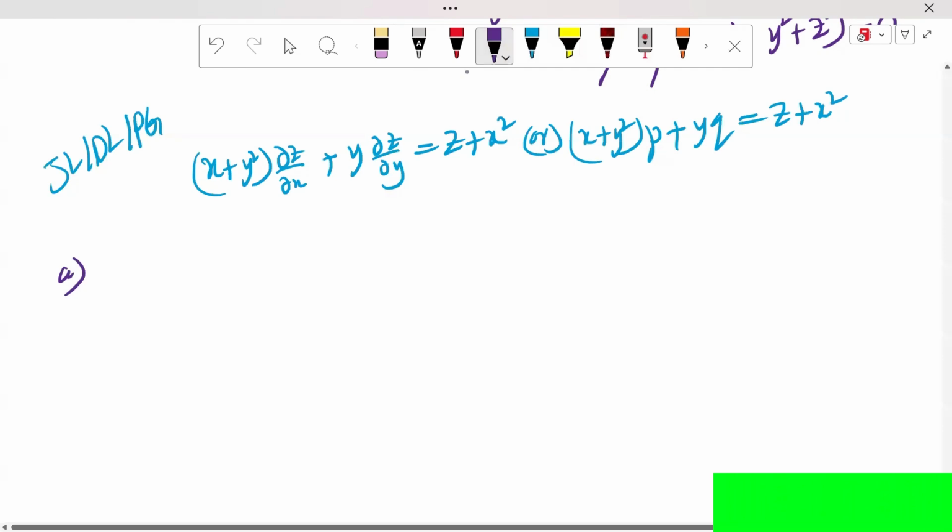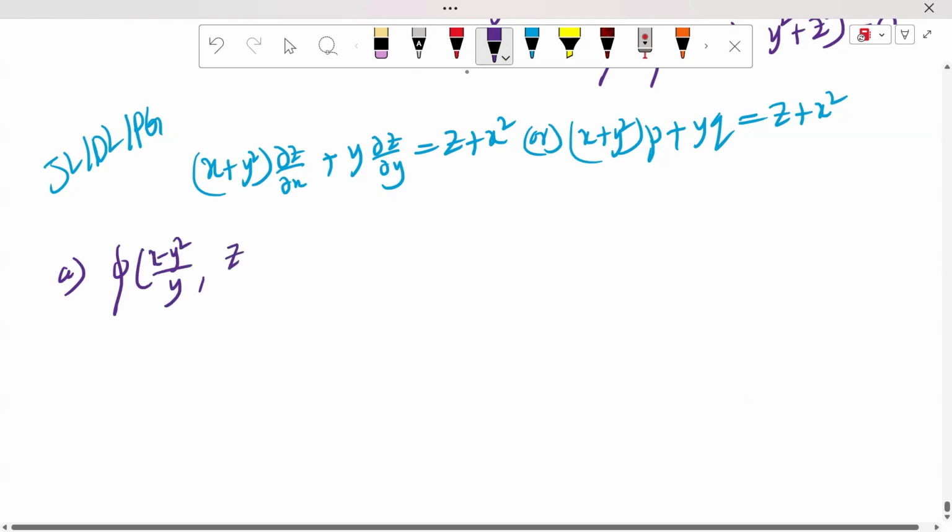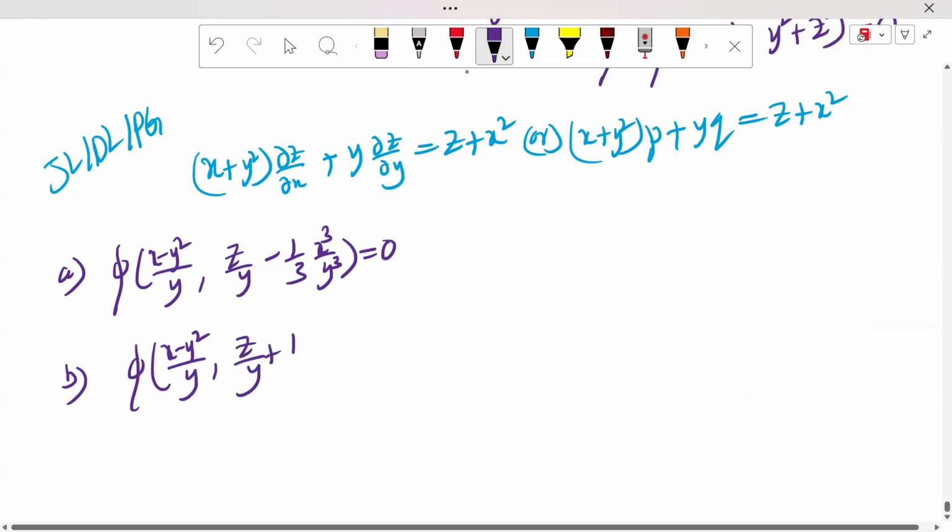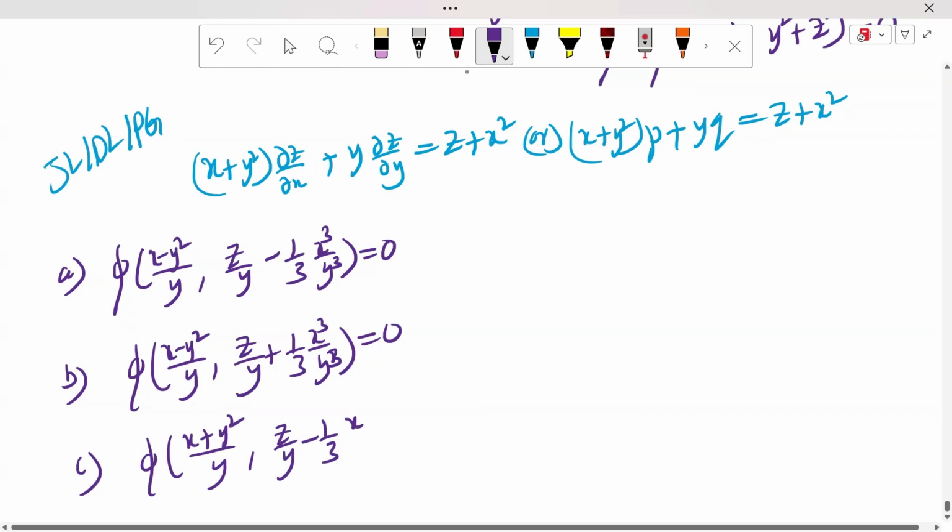Option A is phi of x minus y square by y comma z by y minus 1 by 3 x cube by y cube is equal to 0. Option B, phi of x minus y square by y comma z by y plus 1 by 3 x cube by y cube is equal to 0. Option C, phi of x plus y square by y comma z by y minus 1 by 3 x cube by y cube is equal to 0.